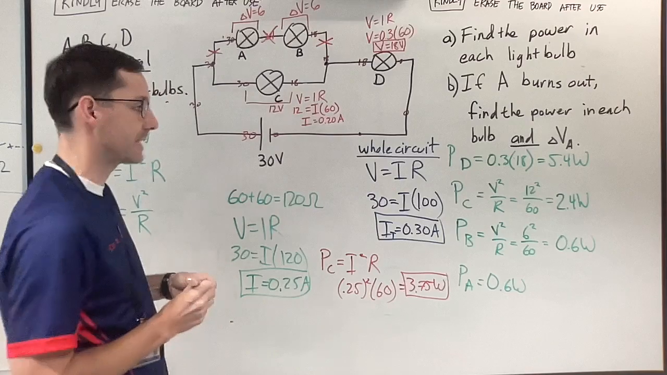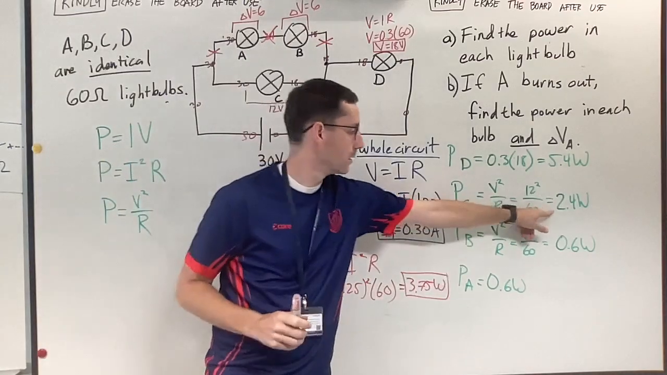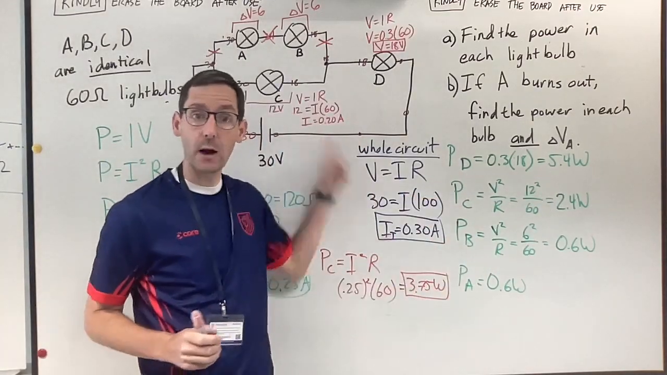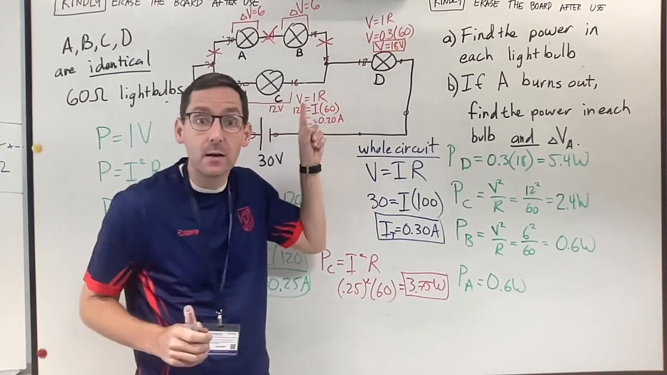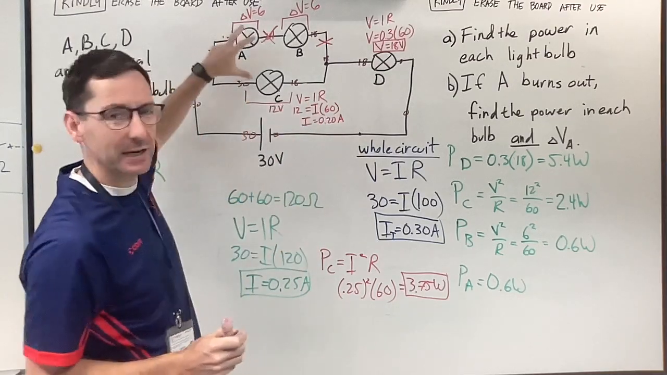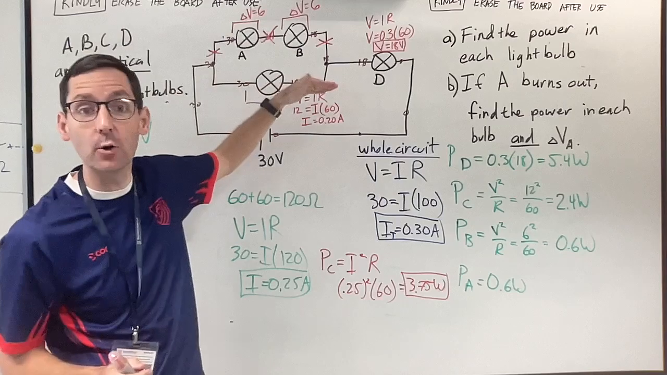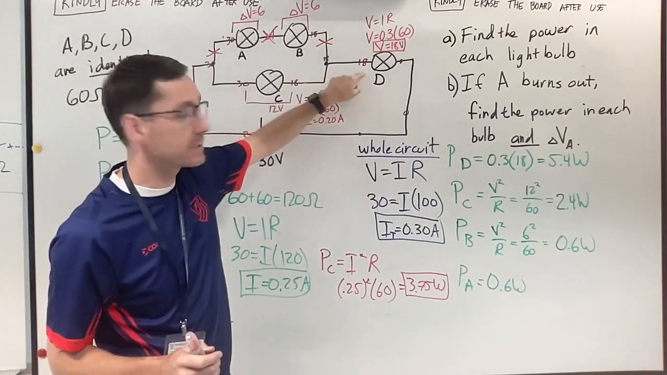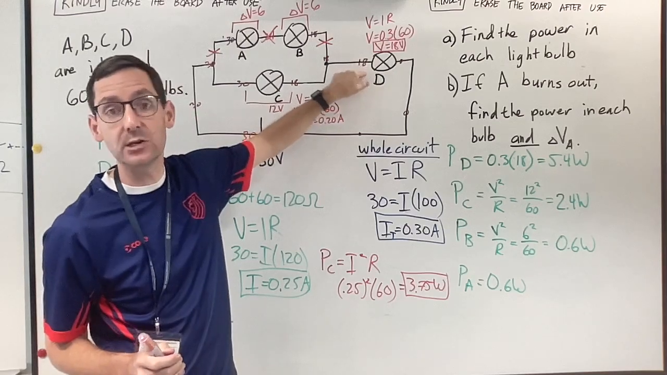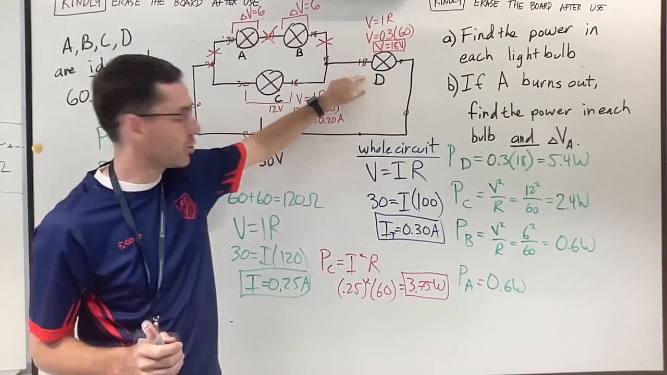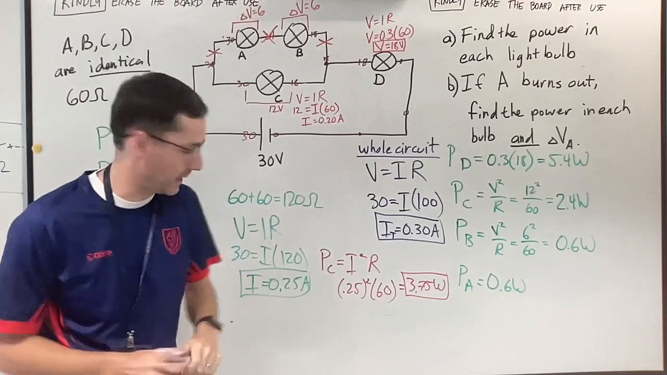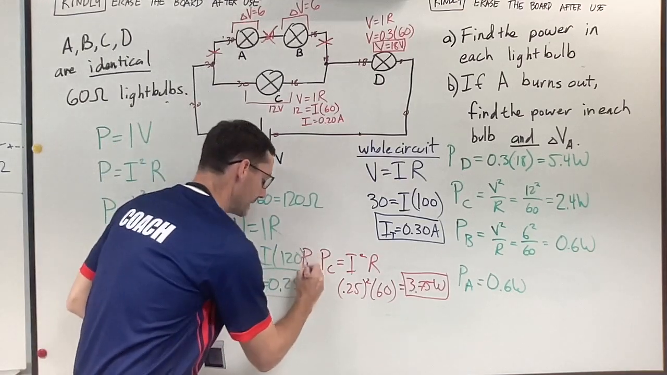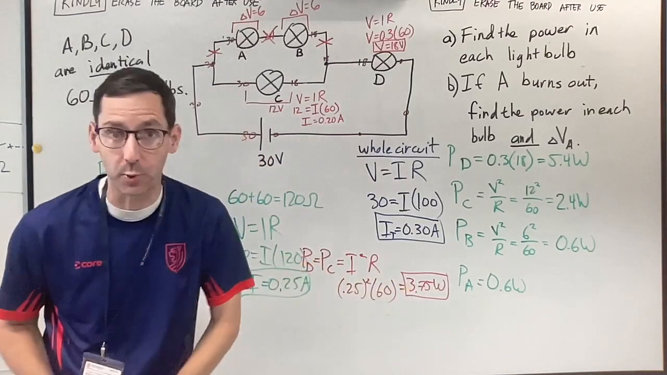What you'll notice is that the power in C has increased. That one's going to get brighter. Why? Because the current doesn't have to split anymore. The current is now all going to go through there. Now, these two were in series, so the current, the resistance, the potential difference there is going to be the same. So power in D is also 3.75.